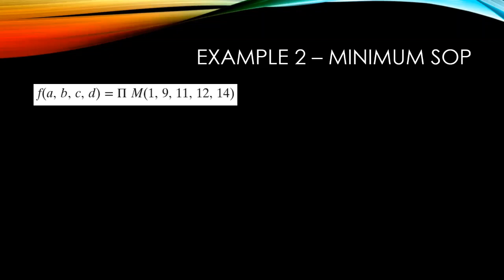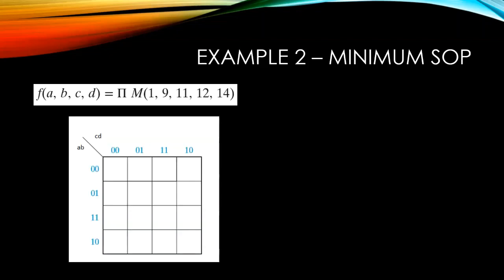Okay. So we have 4 variables. So it means 4 by 4 for our matrix for K-map. AB is still for our rows, CD is for our columns. And again, for maxterm, we're going to write 0 in the cells. Okay, so let's start with 1.